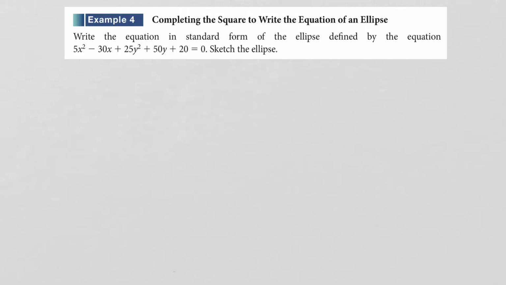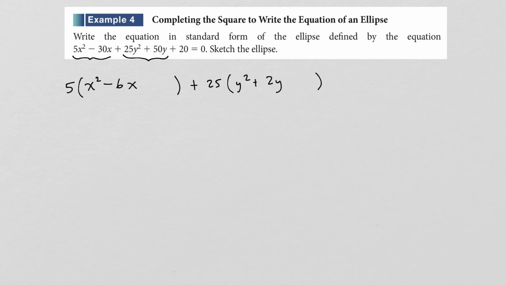For our final example, they want us to write the equation in standard form, defined by what you see here, and sketch the ellipse. And you'll notice what we need to do here is complete the square. So first of all, let's just take this equation and reorganize it a little bit. So 5x squared minus 30x, notice that I can factor a 5 out of that, and that will leave us with x squared minus 6x. And then I will leave room to complete the square here. Plus, and then here I can factor 25 out, and that gives us 25 times y squared plus 2y. And again, leave room to complete the square.